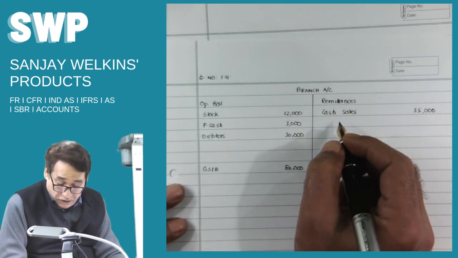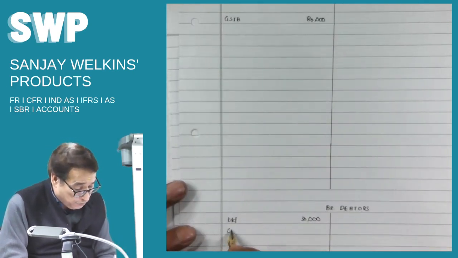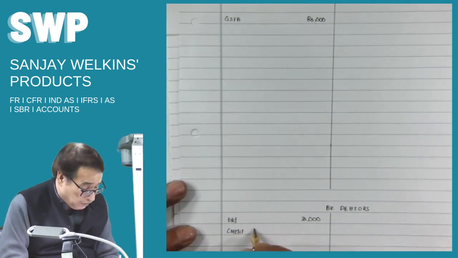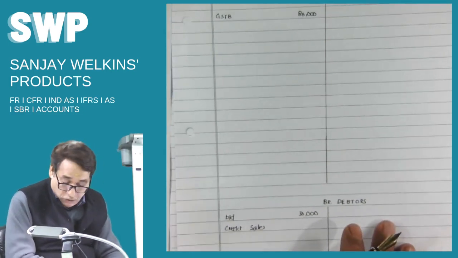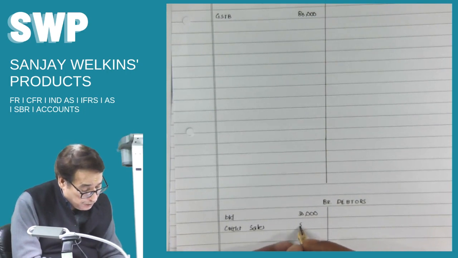Then you have been given credit sales, but credit sales will find place only in the debtors account, so we shall write it over here. Credit sales is equal to how much? Credit sales is 52,000, so I will write here 52,000.